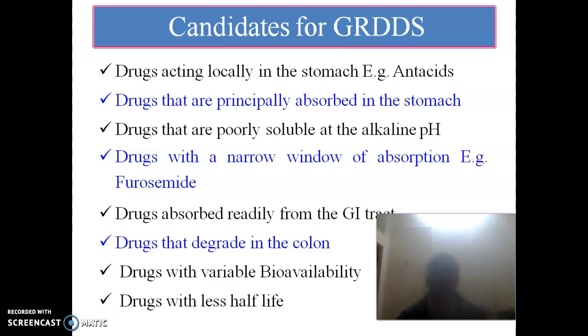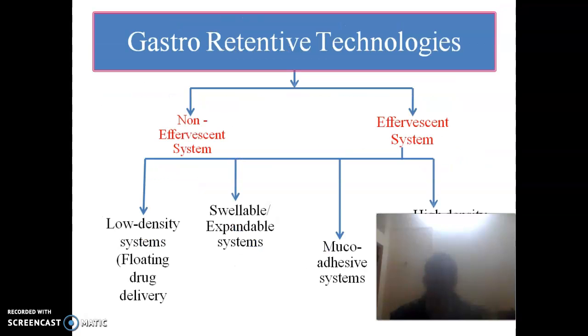Next is drugs absorbed readily from the GI tract. If the drug is not absorbed through the GI tract, then it is not a good candidate for this GRDDS. Then drugs that degrade in the colon are also not good candidates for this gastro-retentive drug delivery system. Then variable bioavailability: drugs with variable bioavailability require drugs with a short half-life. These are some candidate requirements for this gastro-retentive drug delivery system.